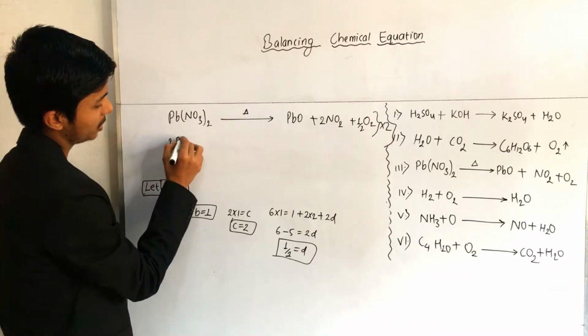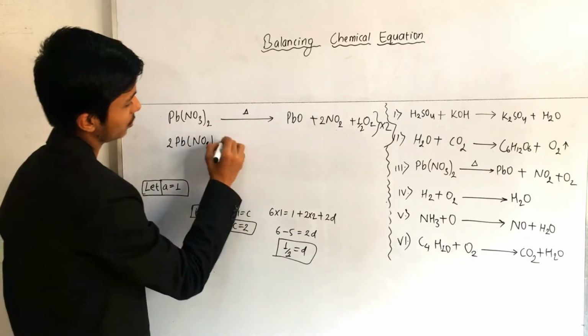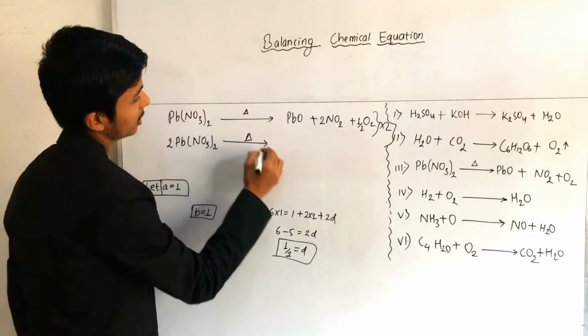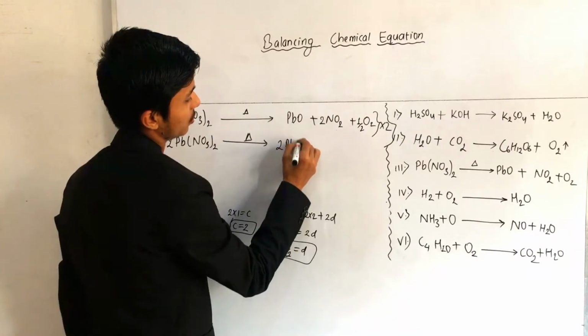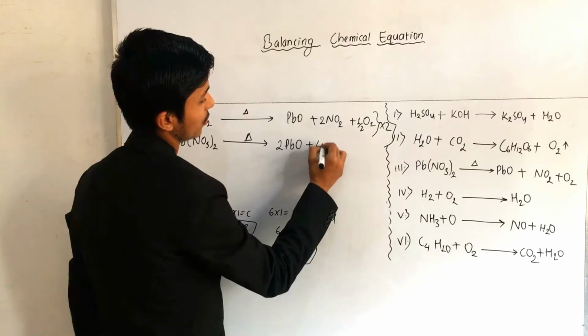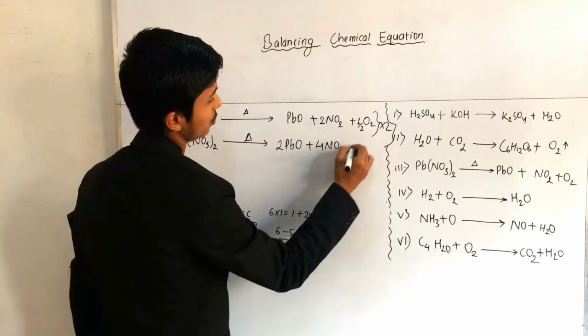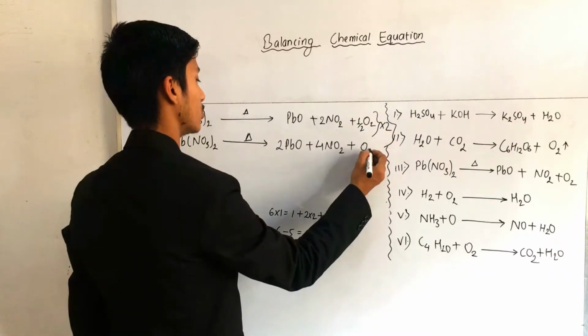Then what we get here: 2 Pb(NO3)2 heated, it gives 2 PbO plus 2 into 2, 4 NO2 plus O2. 1 by 2 into 2 is O2.